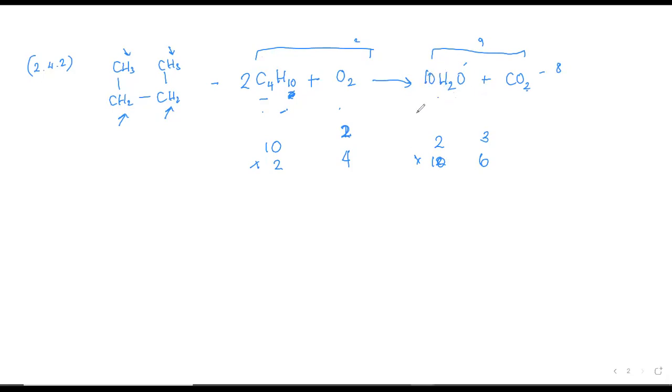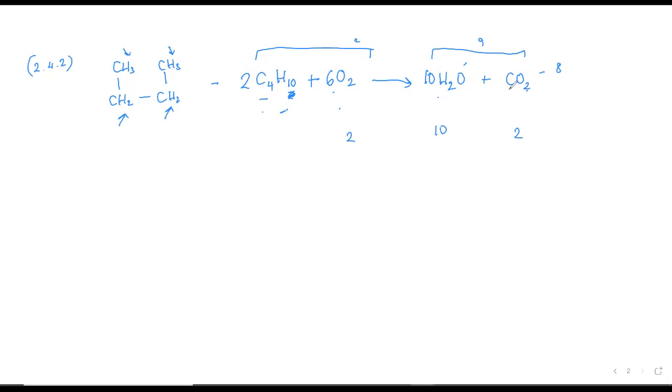So now we will have 10 oxygens and 2 oxygens over here, which gives us a 12. And we only have 2 oxygens here. If we want to have 12 oxygens, then we can multiply with a 6 maybe. So now we have 12 oxygens and 12 oxygens.